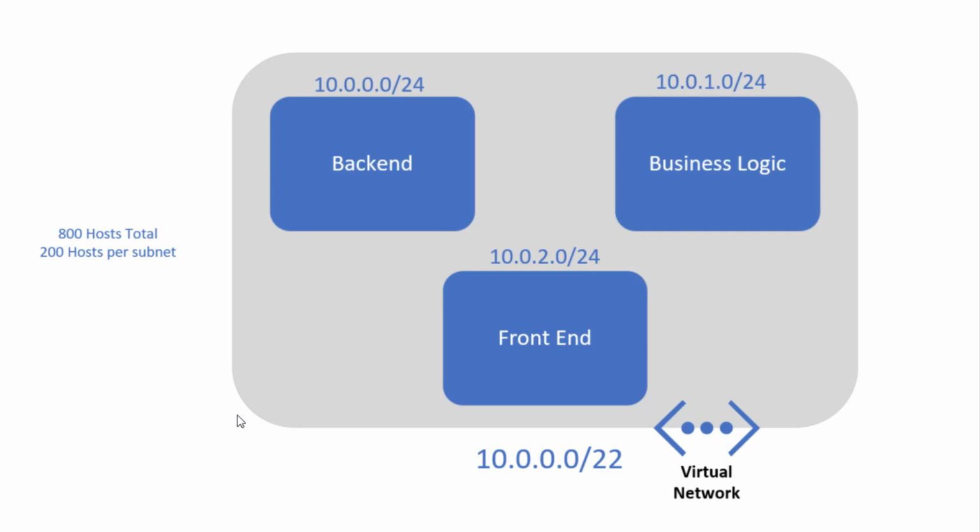Assume that you have a 3-tier application wherein you have a backend tier, a business logic tier, and a front-end tier. Now you have to create a separate subnet for each of those tiers. When you were getting the requirements, you got that there needs to be 800 hosts in total in your virtual network. You also got the requirement that per subnet, the subnet should be large enough to accommodate a minimum of 200 hosts. So based on these requirements, you use the subnet calculator and you create the subnet mask, you create the address spaces, and you got these particular address spaces.